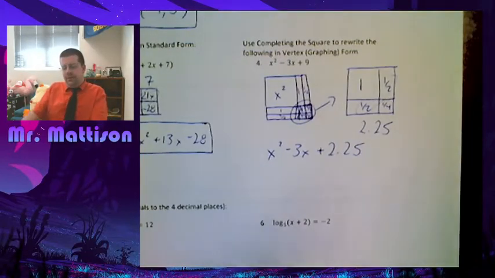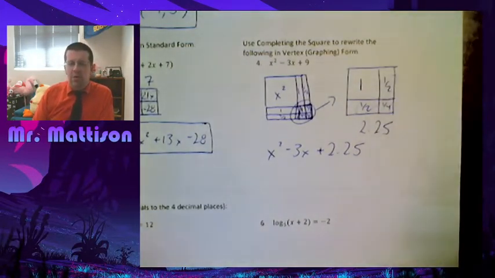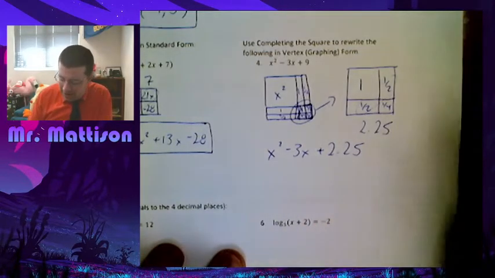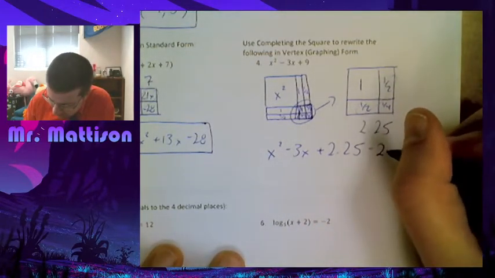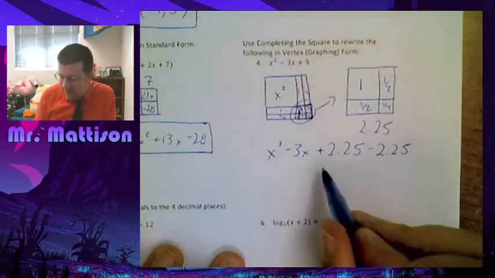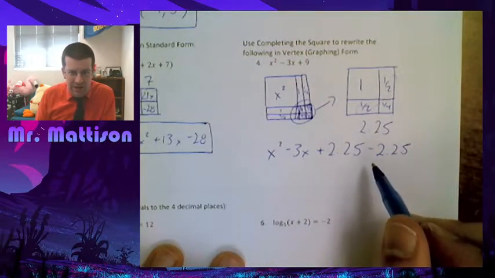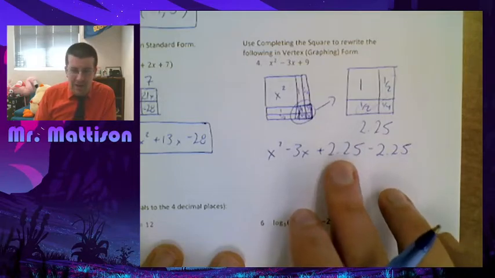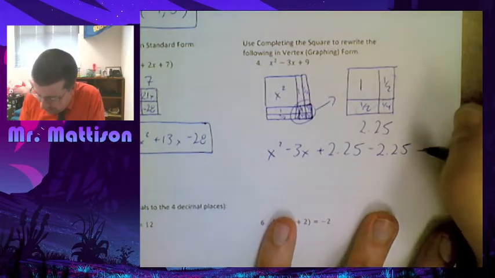Now I can get that 2 different ways. I can either pull it from that existing 9, or the way that I do it, just so that I always do it the exact same way, is I add it and then I take it right back off with subtraction, 2.25, because now this is a net change of 0, so I haven't changed anything. I've just added the exact number that I needed. And then I still have that plus 9 on the end.